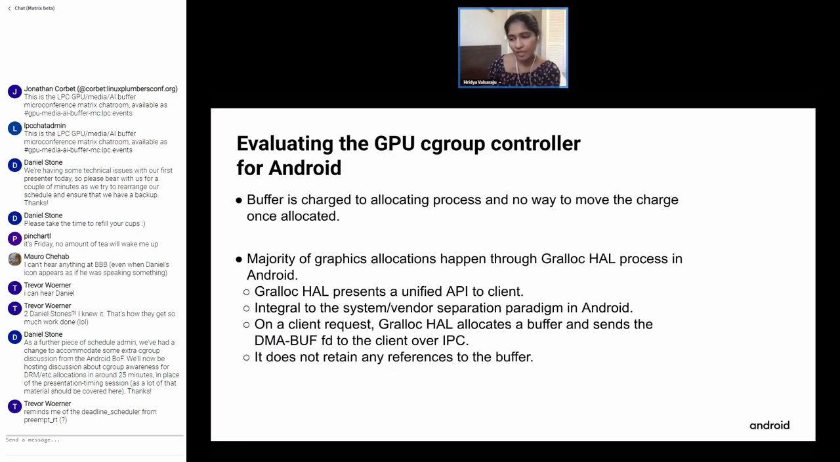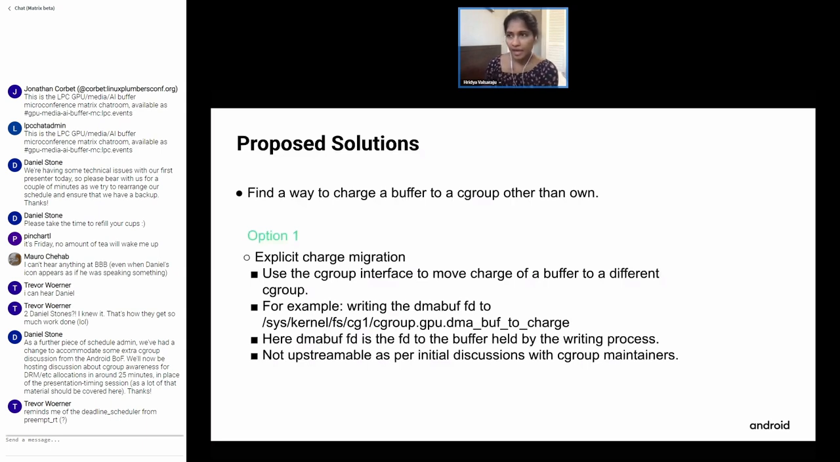So what this means is that if we charge every allocated buffer to the process that allocated it, we are not going to have an effective allocator attribution for DMA-BUFs in Android, because the Gralloc HAL process is going to be on the hook for the majority of DMA-BUF allocations. So this is actually a problem for us too. To solve this, we proposed a few different solutions, and I can walk you through all of them really quickly. What we need is a way to charge a buffer to the cgroup of a process other than the allocating process. We need a way to declare that this buffer should be attributed to another cgroup. That is the problem we are trying to solve here.